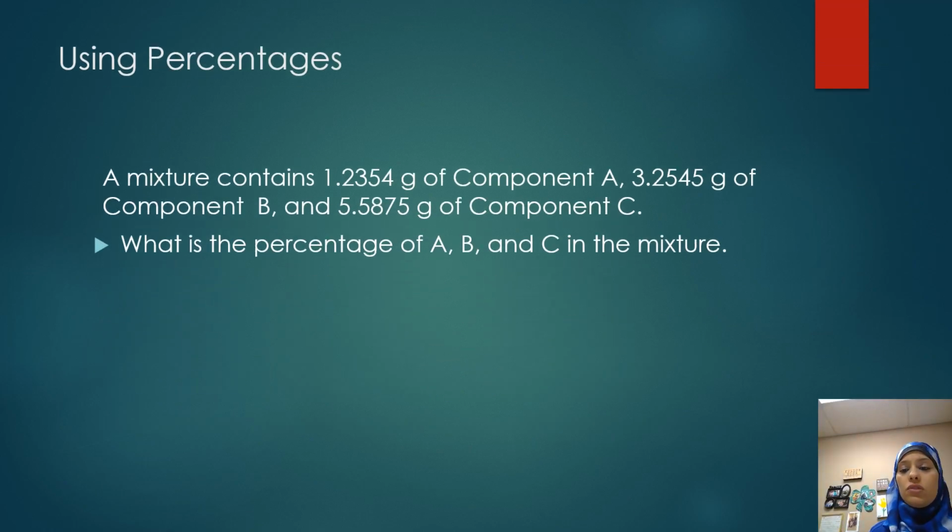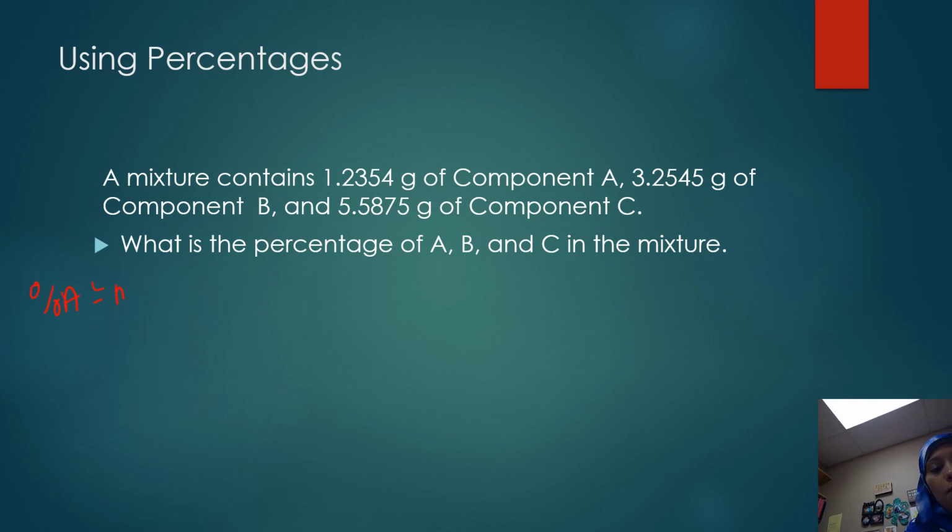Okay, let's do the simplest case scenario. Let's say that you have a mixture and you've got component A, B, and C in it, and you're given the masses of each of these components. How do you calculate the percentage of A, B, and C? So recall, when you calculate a percentage, it is the mass of the part divided by the mass of the whole times 100, right?